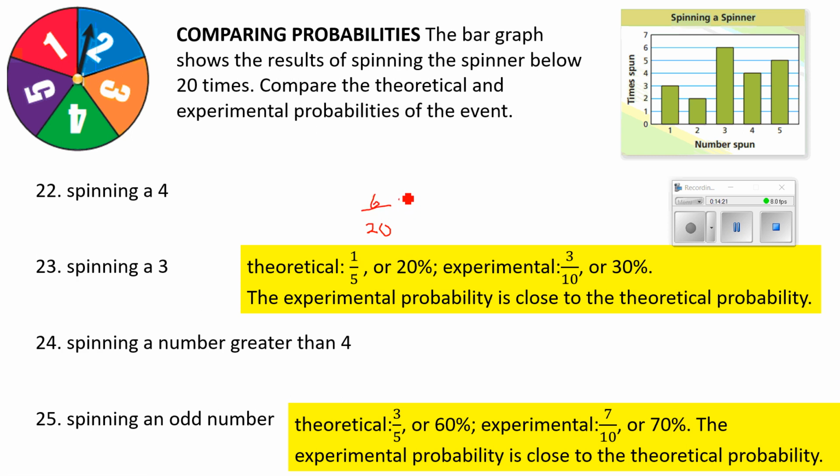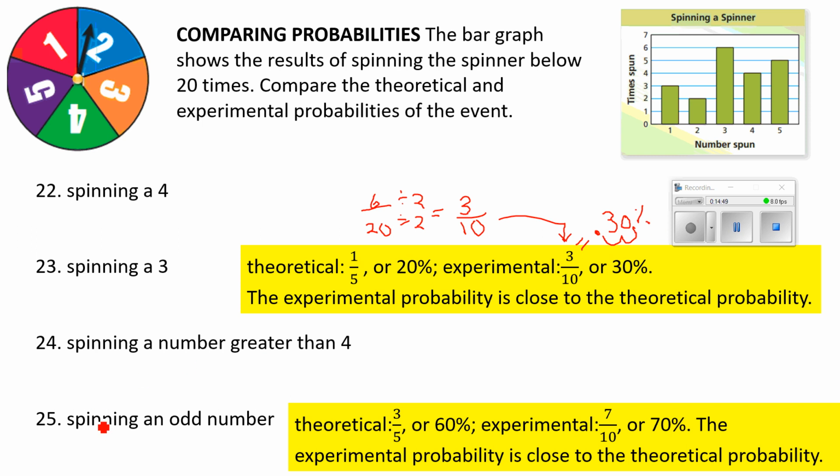6 and 20 are both divisible by 2. And that's going to equal 3 out of 10. Now you know where they got the 3 out of 10 here. And 3 divided by 10 is 0.3, or 30%. Okay? So this equals 0.3 in your calculator. And you move it over twice, it becomes 30%.